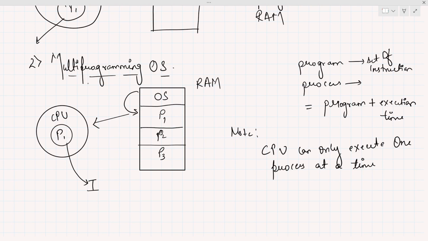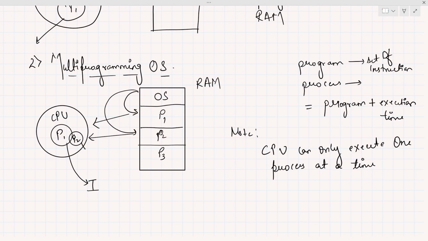But in multi-programming, remember this thing, when P1 is doing an input operation, the CPU is empty. In that empty time, the operating system takes another process and gives it to the CPU. So here you can see how the CPU is used efficiently. The CPU does not become empty. While P1 does its input operation, P2 gets the CPU. Remember, the CPU can only execute one program: one program is doing input, another is executing.